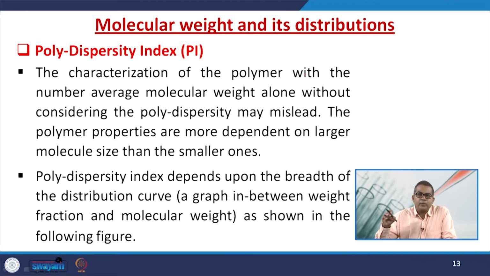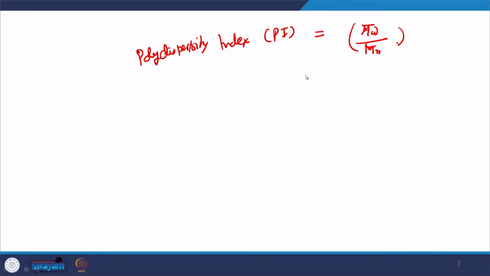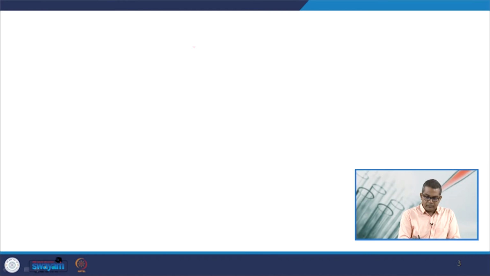The polymer properties are more dependent on a larger molecular size than the smaller one, because then they switch towards the monomer side. So polydispersity index depends on the breadth of the distribution curve, a graph between the weight fraction and the molecular weight. Now we can have a look at this particular graph which we are describing here.